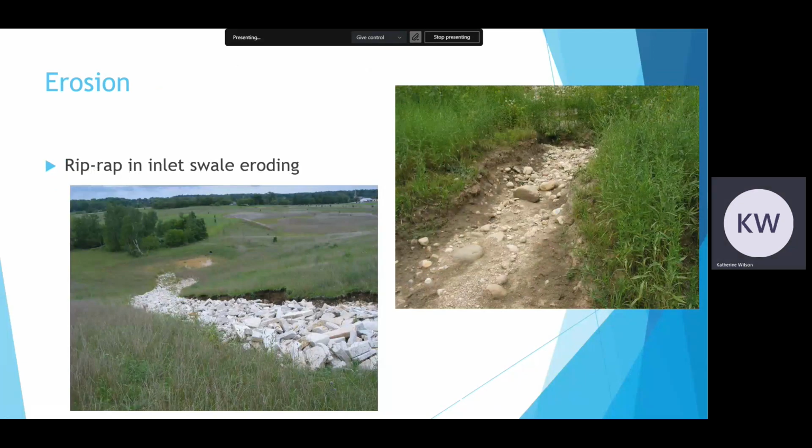This is an example of erosion in an inlet swale. You can see the rock, the riprap, has been washed away, and so it's not protecting the soil, and you can tell the water is cutting along the banks and carrying all that dirt into your pond. You can see how the muddy water is at the bottom with the photo on the left, which is filling the basin faster than it should be, shortening the lifespan of the practice.